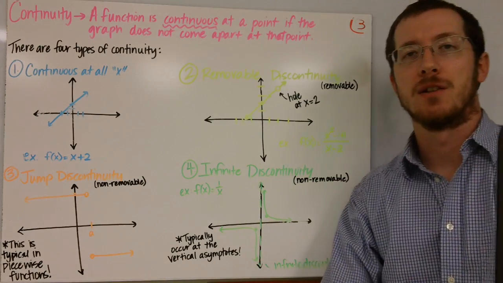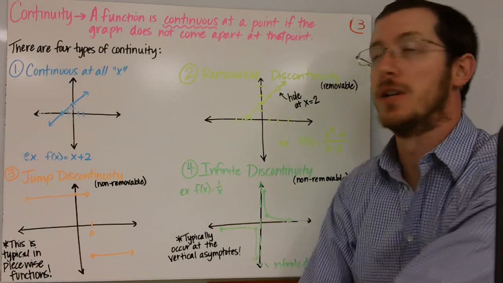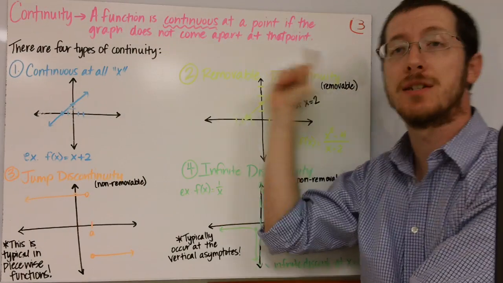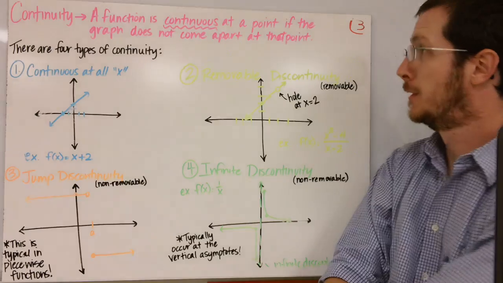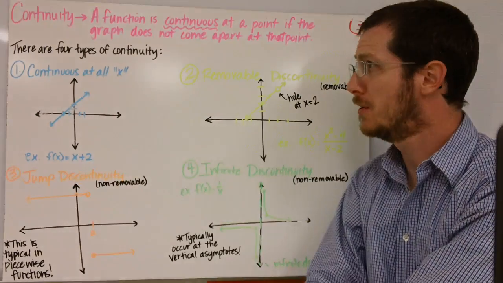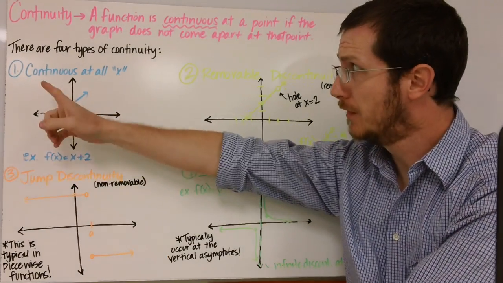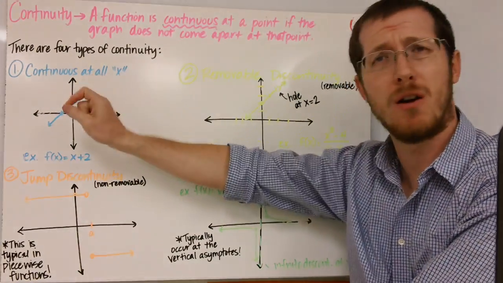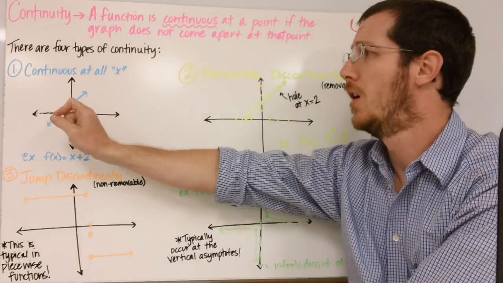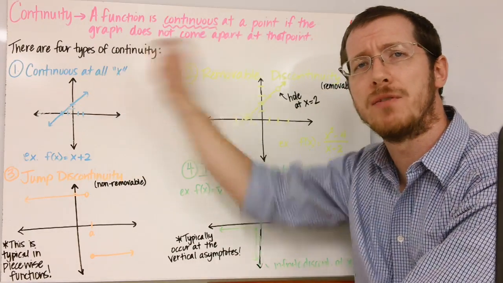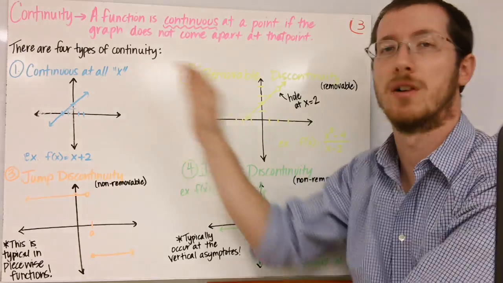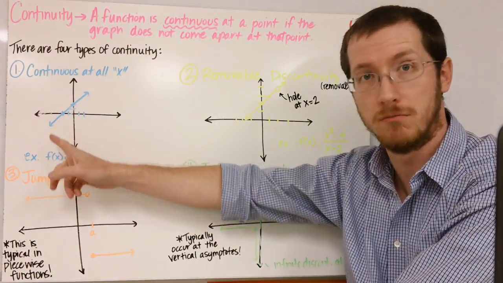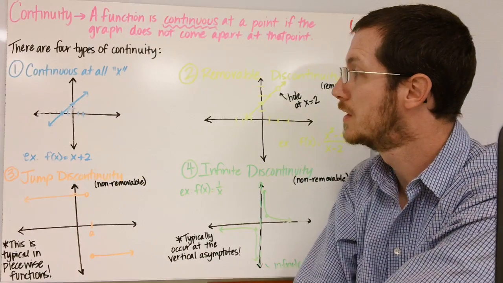Another characteristic of functions is continuity. A function is continuous at a point if the graph does not come apart at that point. There are 4 types of continuity. The first one is continuous at all x. If you can draw the entire graph of a function without lifting up your pencil, that function is continuous. Our example here is a linear function. All linear functions are continuous.